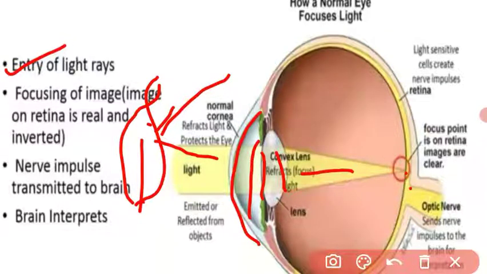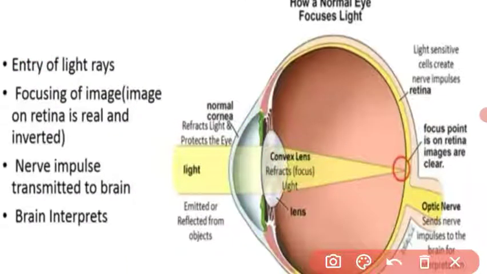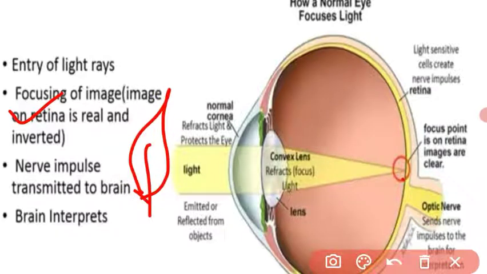Light rays enter through the transparent structures: the conjunctiva, cornea, aqueous humor, lens and vitreous humor. Due to the curvature of the cornea and the curvature of the lens, the light is converged and the image is formed on the retina, on the yellow spot. Got it? Focusing of the image on that yellow spot: the image is formed real and inverted. On the spot the image is inverted and real.